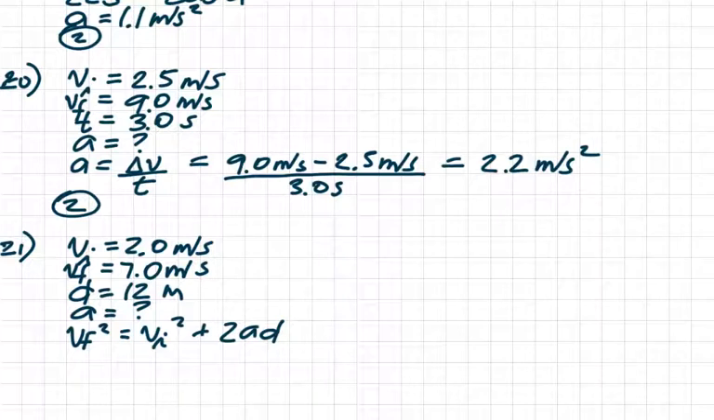So you can't do delta V over T. I have VI, VF, and D, and I need A. That's VF squared equals VI squared plus 2AD. Now don't forget to square. If you see squares in these equations, do not forget to square. Alright, let's solve for A.